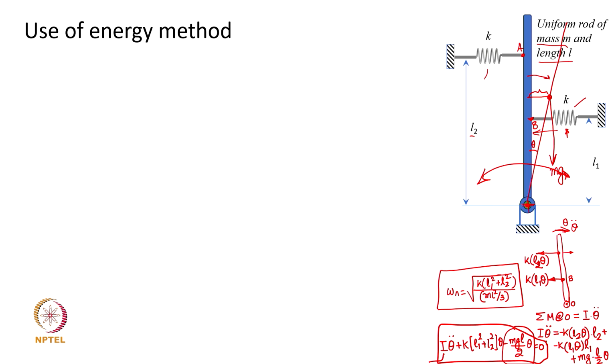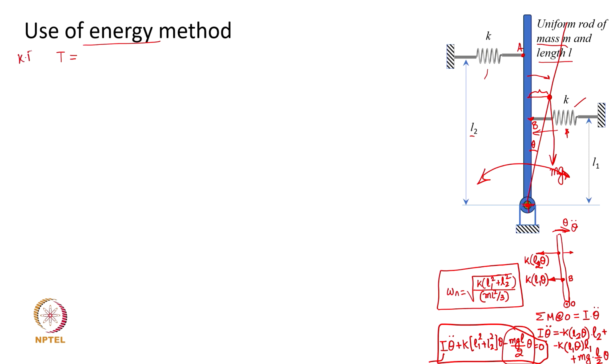This is basically the quick approach of getting the natural frequency using Newton's law. Let us focus on the energy method. As we discussed, the energy method will involve you first finding out the expressions for the kinetic energy and the expression of the potential energy.